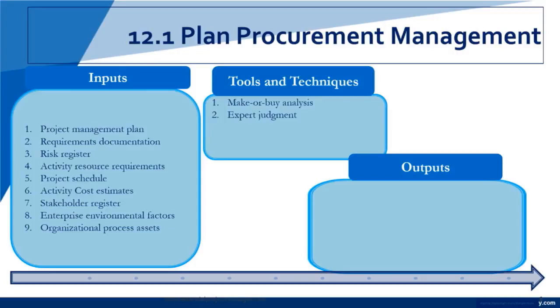We need expert judgment. Market research. You don't want to buy something, even a contract with a vendor, without having an understanding of what the market is. And we use meetings. Our outputs include our procurement management plan.